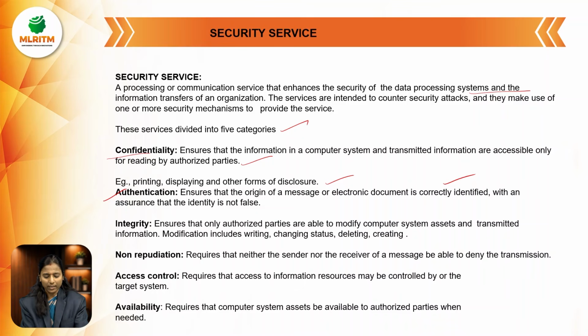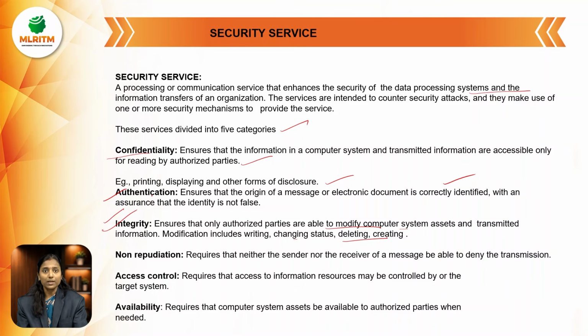And next is integrity. Integrity is used for authorized persons, who are also able to modify information in the computer system and the information that is transmitted. The modifications can be writing, changing the status, deleting messages, or creating new messages. These are the integrity processes.